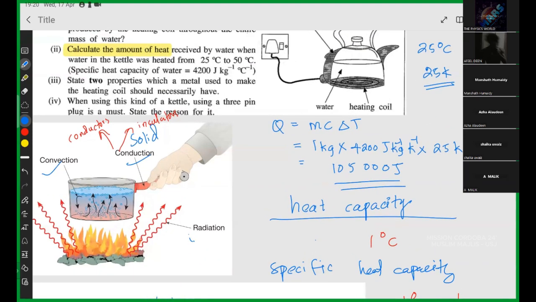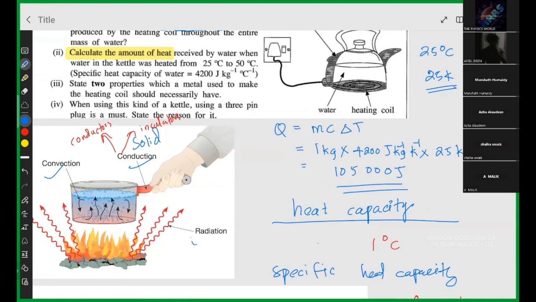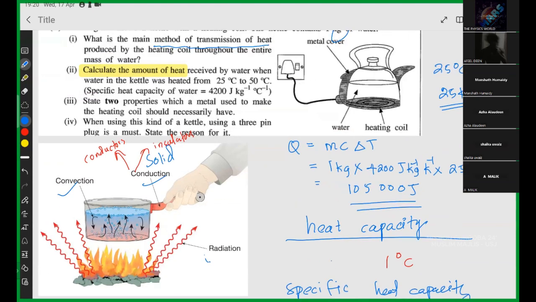See, other thing is, after they ask you these main questions, there are some other sub questions that they'll be asking you. Like some sub questions from other units. Like small questions, like you have to answer generally. State two properties which a metal used to make the heating coil should necessarily have.